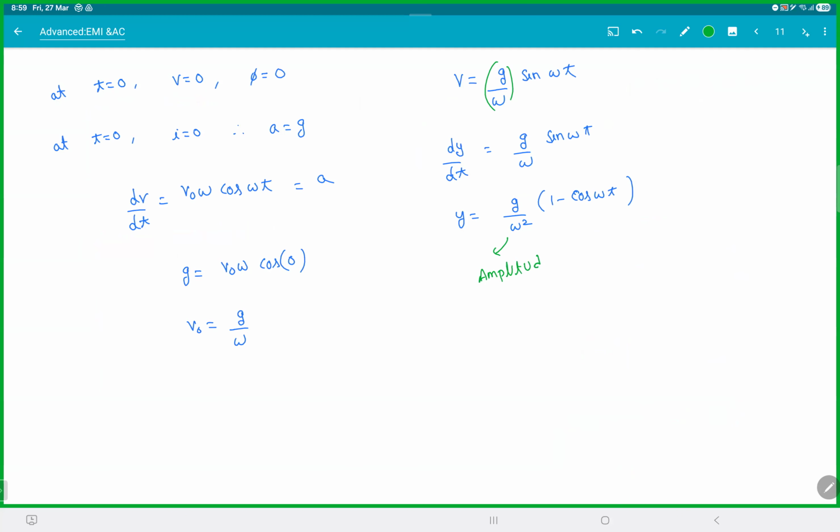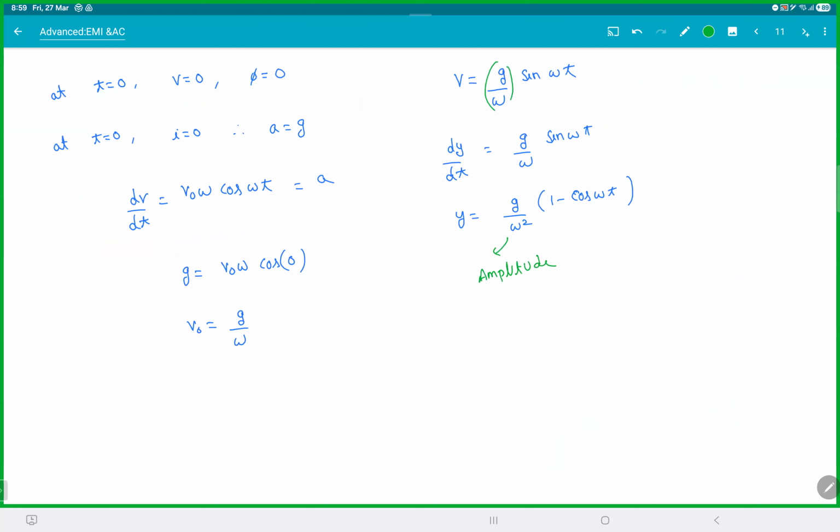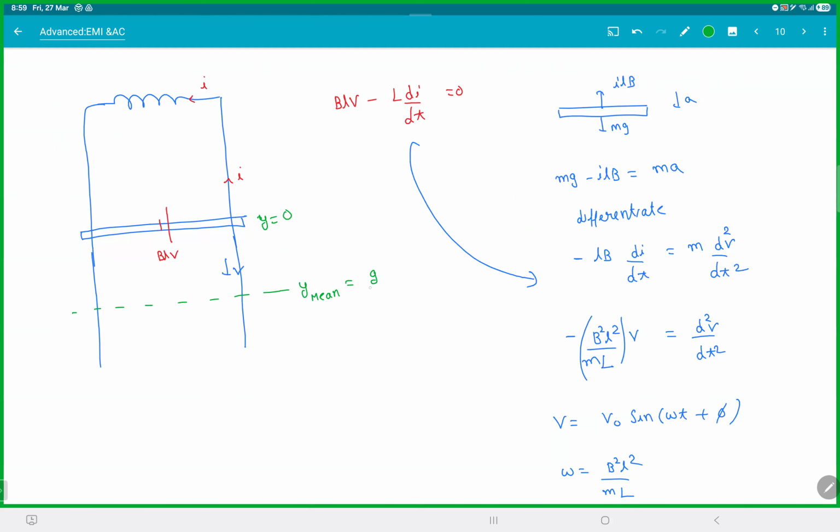So they can even ask you, like, what is the maximum distance it will go down? So this is your mean position. So y mean is g by omega square. And this will still go further. This will be the other extreme. Y is equal to 2g by omega square. Have a look at the equations. Just give me a minute.